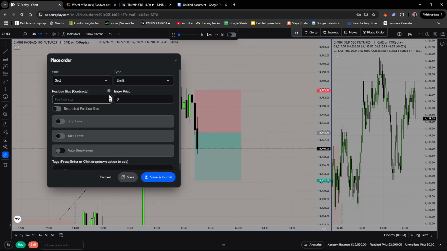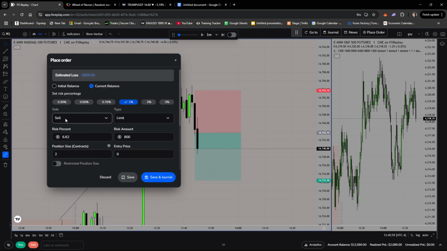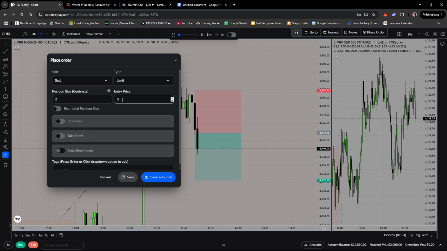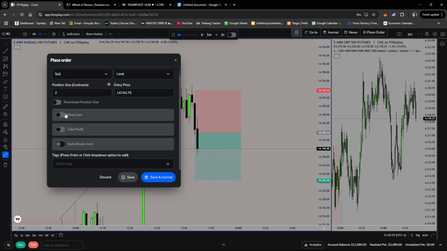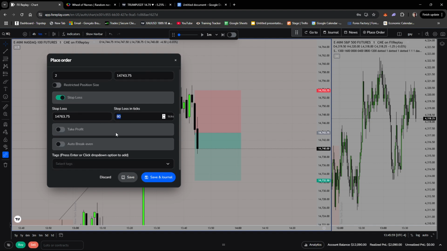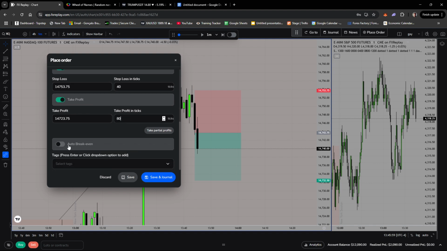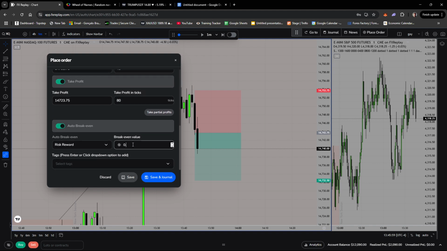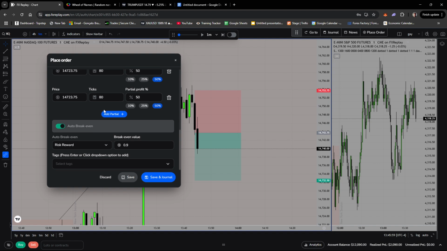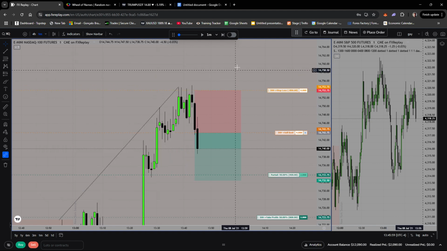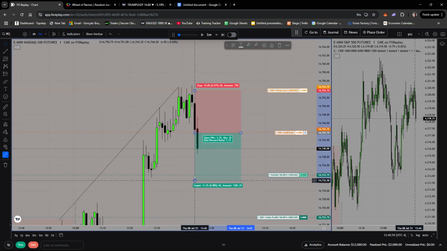Copy price. Place order. We want to sell. The entry price. Stop loss. Must have not placed the entry. So we want to go for 80. Auto break even. 0.9. Take partials at 40. There we go. Got a nice breaker setup with SMT. Pretty high probability setup.